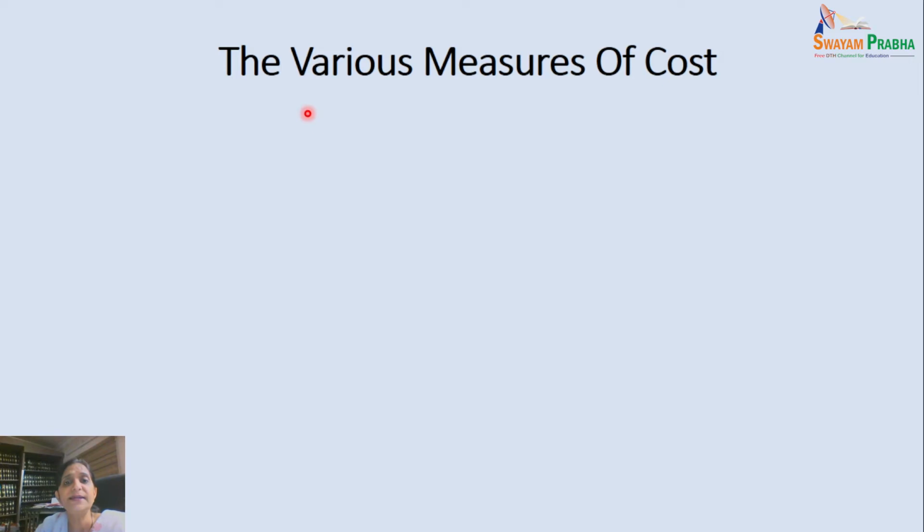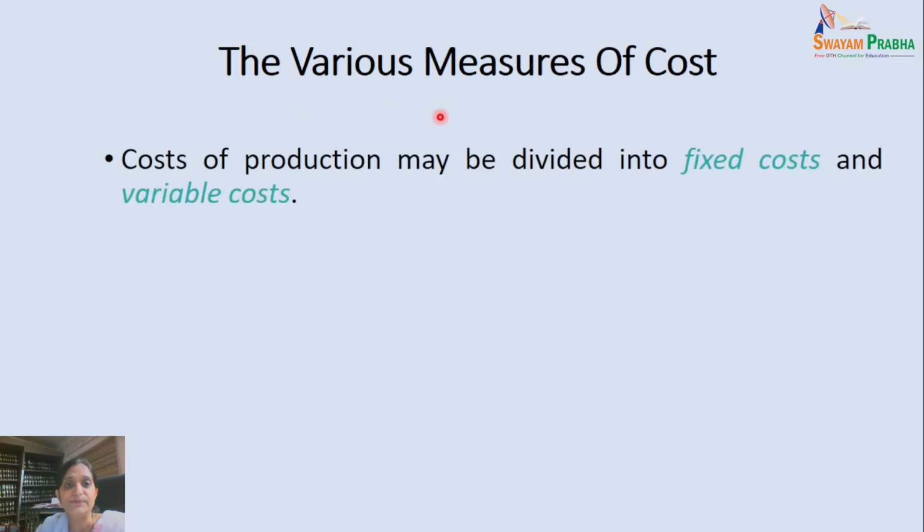Now let us understand what the various measures of costs are. Cost of production may be divided into fixed cost and variable cost. We have already done in your production analysis that particularly in the short run the factors of production may be variable or they may be fixed. Variable means the quantity of that input can be changed, whereas a fixed input is one where the quantity cannot be changed. So cost of production is divided into fixed cost and variable cost.